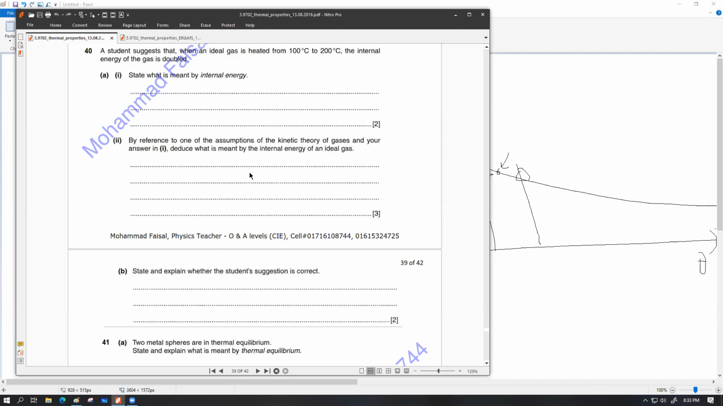100 degrees Celsius to 200 degrees Celsius would mean, in terms of Kelvin scale, you have increased the temperature from 373 Kelvin to 473 Kelvin. In the Kelvin scale, did you actually double the Kelvin temperature? The answer is no. Since we did not double that Kelvin temperature, the kinetic energy couldn't be doubled.